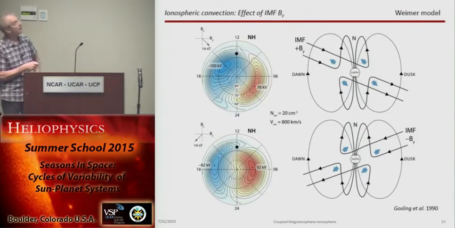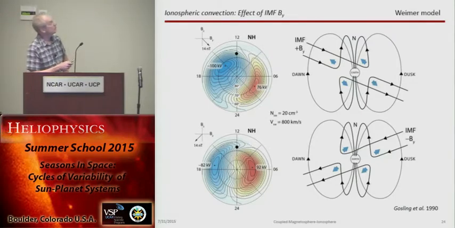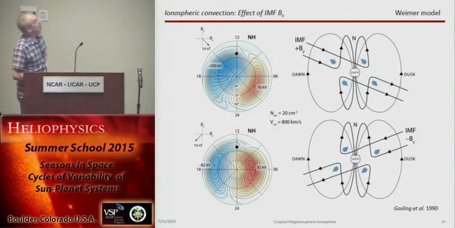Again, these are Weimer patterns. Now, rather than showing color in field-aligned current, the color and the contours are both equal potentials. One thing I would like to point out here is kind of a question I don't think people had really asked themselves until we got involved in this several years ago. One of my students did. The potential is almost always negative, but its magnitude is almost always larger in the dusk cell than the dawn cell. What is that telling us?